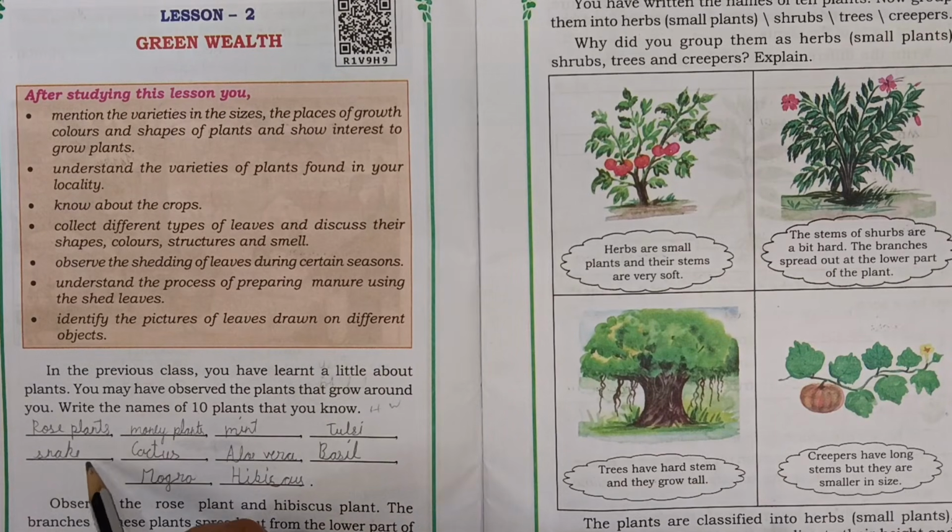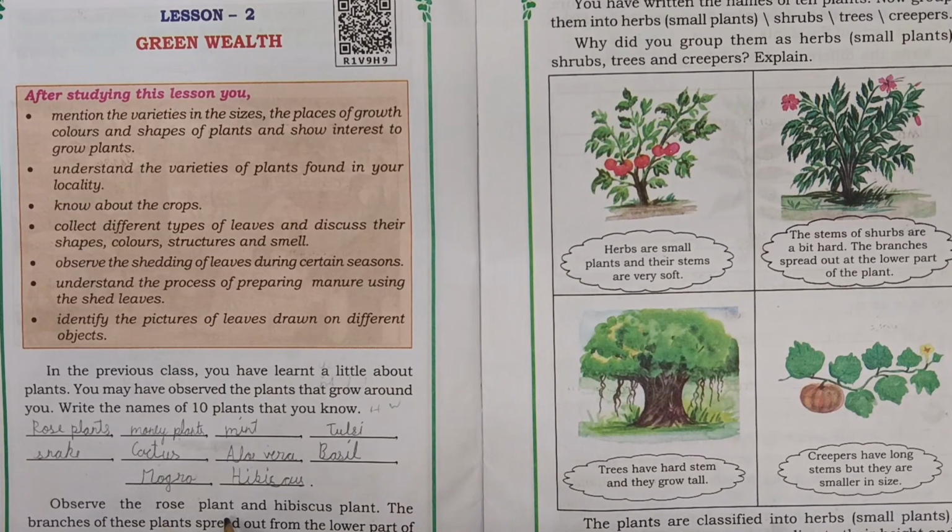Okay. First one, rose plant, money plant, mint, tulsi, snake plant, cactus plant, aloe vera, basil, mogra, hibiscus. Almost all of you will have these at home. Okay. So I have written these plants. If you want to write some other plants, you can write them, children.